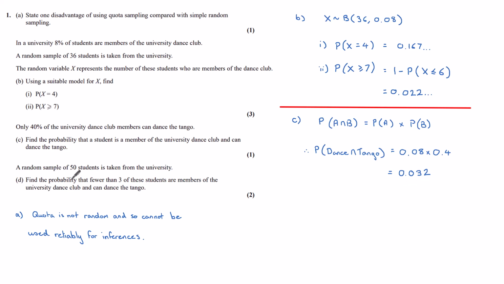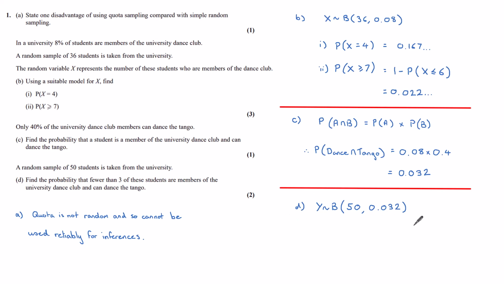A random sample of 50 students is taken from the university. Find the probability that fewer than 3 of these students are members of the university dance club and can dance the tango. So we have a new distribution here. Let's call our set Y. Again, we are distributed binomially because we have a fixed number of people, the students here, there's 50 students, and we've just calculated the probability that you're in the dance club and can tango.